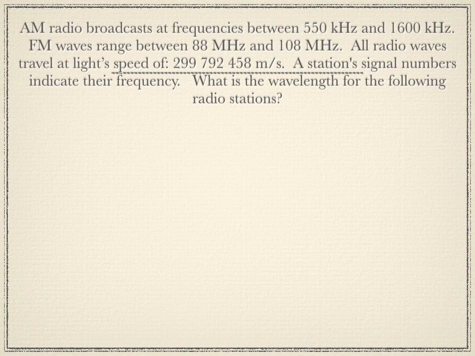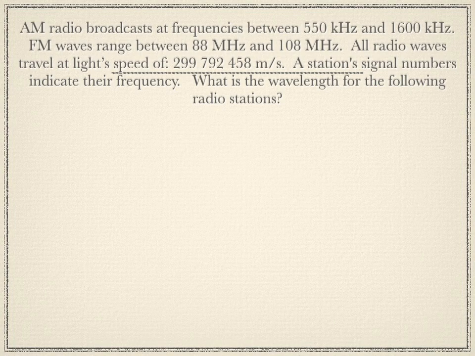But here I told you that AM radio broadcasts frequencies between 550 kilohertz and 1600 kilohertz. What I'm really telling you there is that AM is kilohertz. Kilo is 1,000. FM, its range is between 88 megahertz and 108 megahertz. What I'm really telling you is if you see something FM, it's really megahertz. Mega is million. So kilo is 1,000, mega is million. So with kilohertz, we have 3 extra zeros. With megahertz, we have 6 extra zeros.